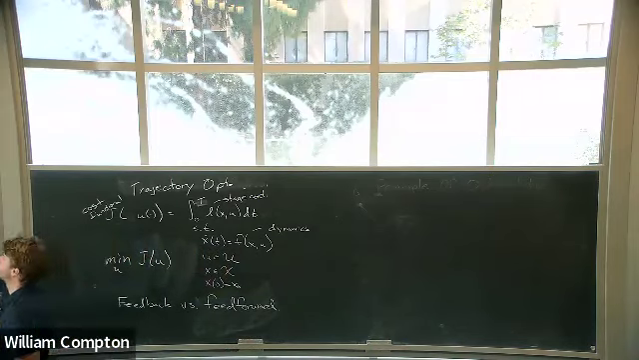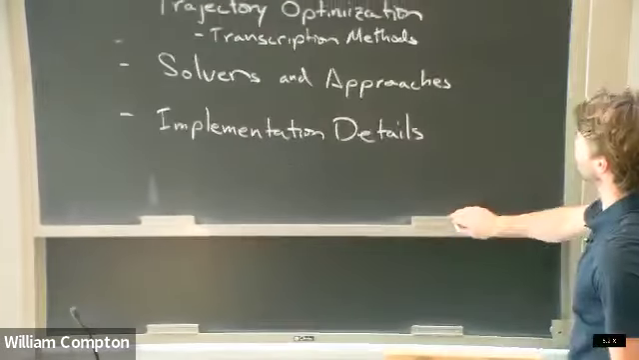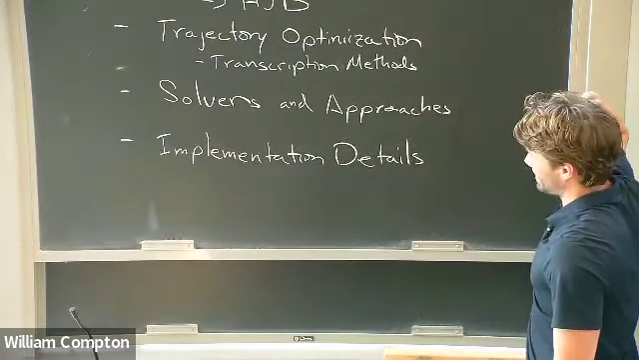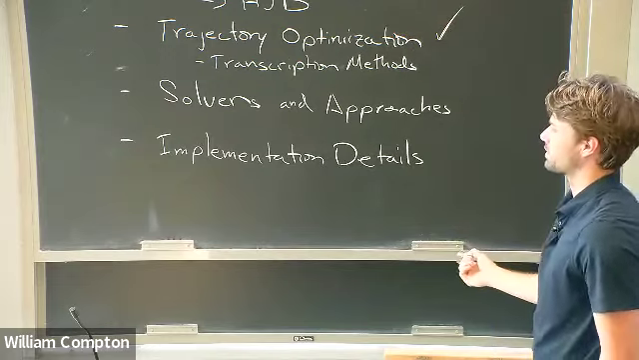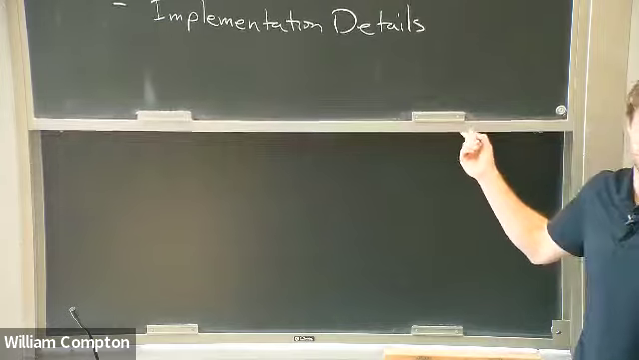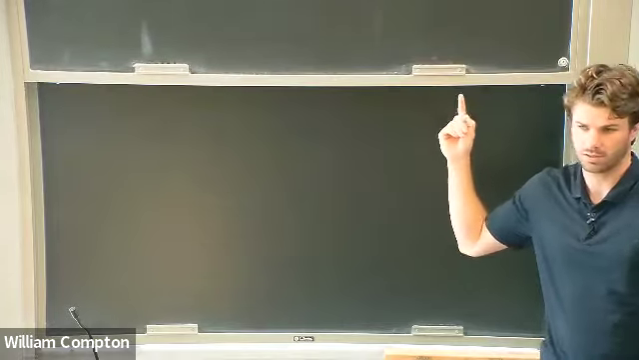Okay, so we talked about the principle of optimality. The HJB equation is too difficult to solve, so we change our problem statement to a trajectory optimization problem. Okay, clear.